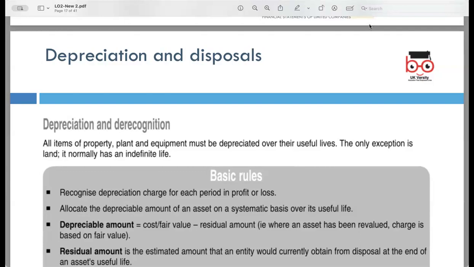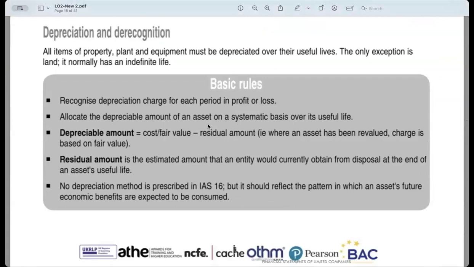Depreciation basics: depreciation charge, amount, and method. So, can you see that? Depreciation charge: recognize a depreciation charge for each period in profit or loss. This charge reflects the usage of the asset's economic benefits.